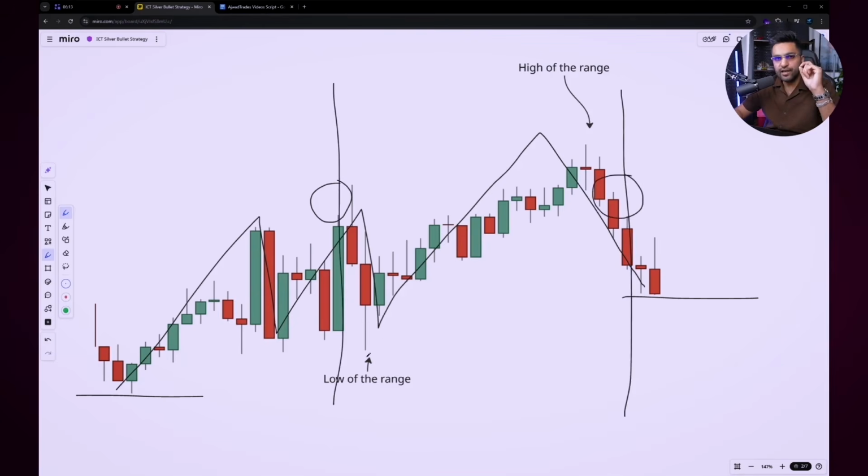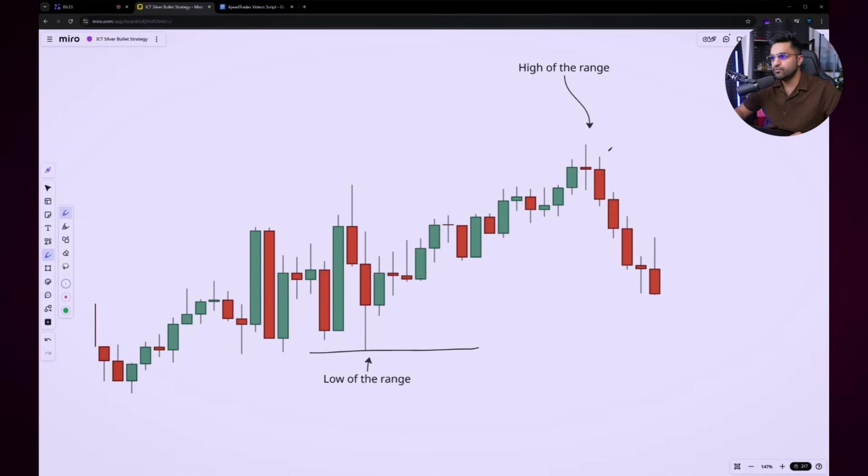And in that 4 a.m. and 6 a.m. Eastern Standard Time range, where is the low of the range and where is the high of the range? We need to mark it. For us, the low of the range is here and the high of the range is here. So that's the area which we're going to be focused on. We have the low of the range, we have the high of the range.